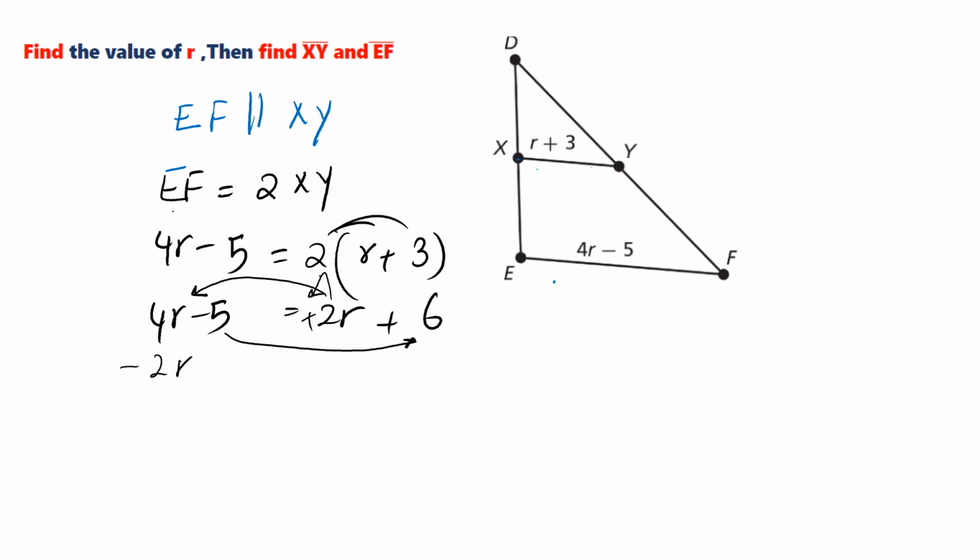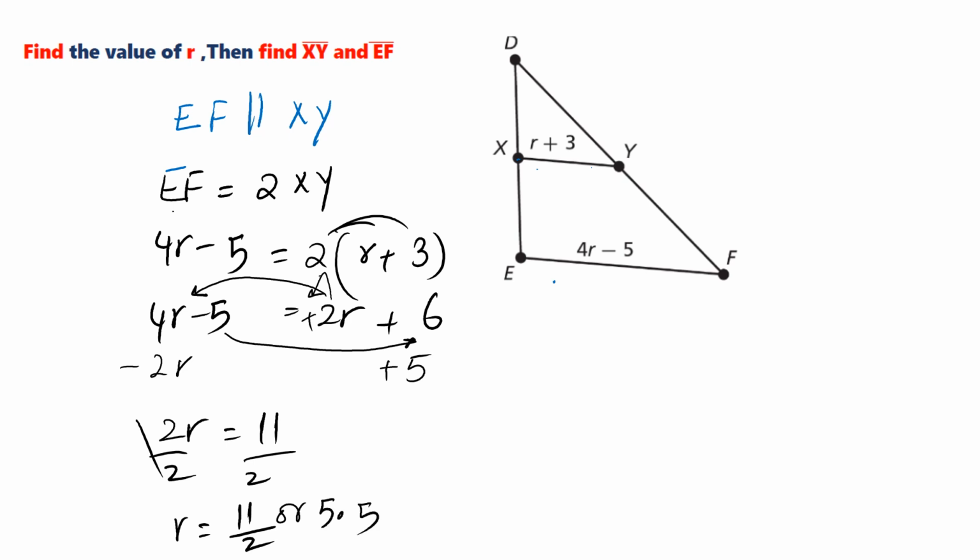Negative 5 goes on the other side. It gives you positive 5. So you will get 4 minus 2 is 2R equals to 6 plus 5 is 11. Divide both sides by 2. You will get R equals to 11 by 2 or 5.5. Now they are asking you to find the XY. So what is XY? It is R plus 3. And what is R? It is 11 by 2 plus 3. So what do we get? 17 by 2, which means 8.5.